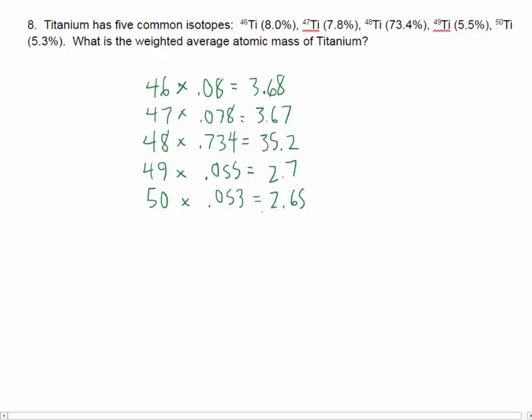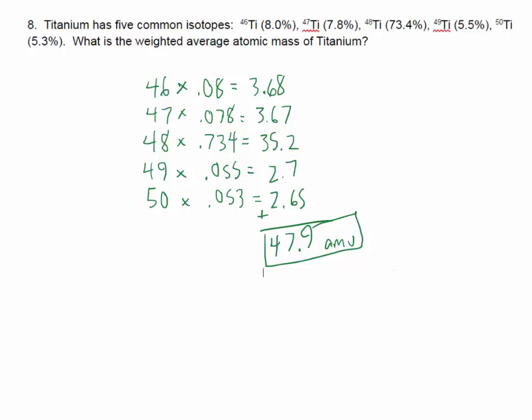I'm going to add all those together, giving me a grand total of 47.9 AMU, and that is the weighted atomic mass of titanium. So you can see I can check my answer and make sure it's between 46 and 50, and it is. So that should be correct. All right, hopefully that helps, and that is the end of this worksheet.